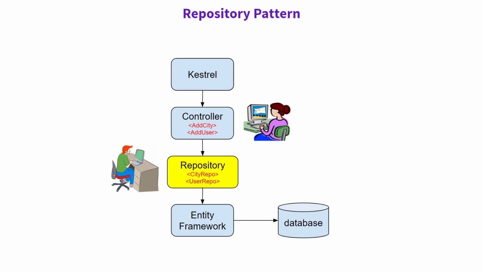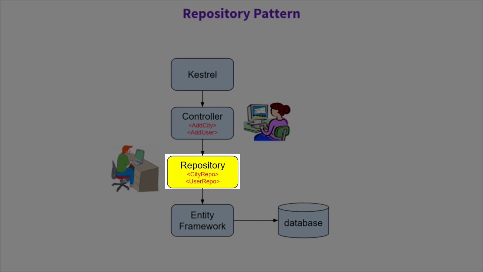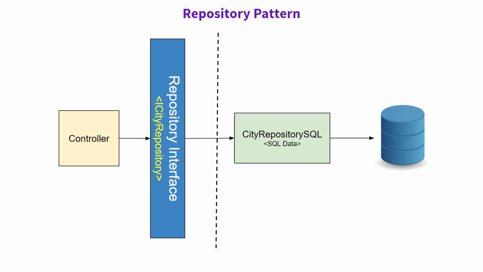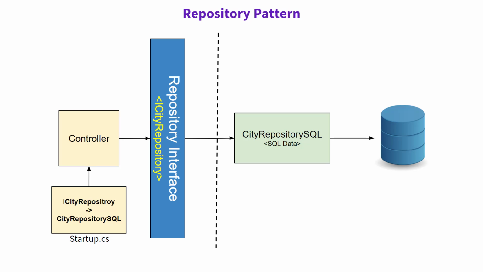So up until this point, I have been representing the repository as a concrete class. The real benefit comes when we have an interface that defines the methods we can use in a repository, and each repository implements that interface. In that way, we can map our interface to the implementation repository in the startup.cs file in the services section, and we can inject the required interface in our controller.